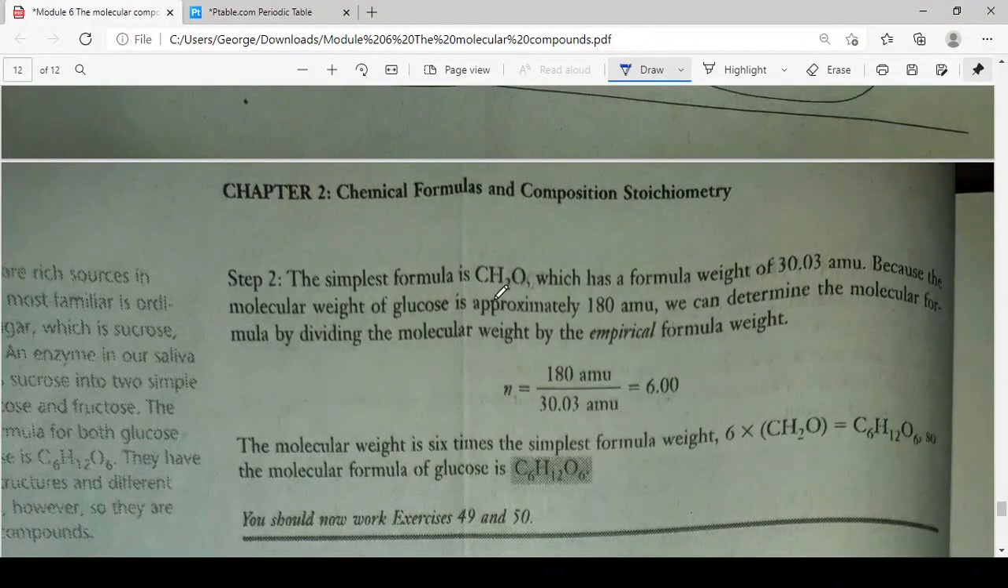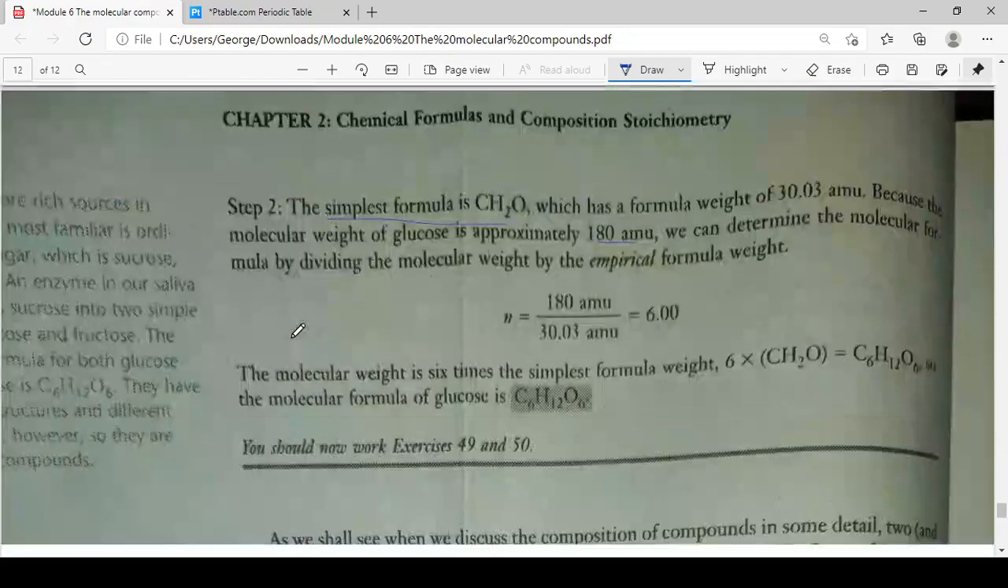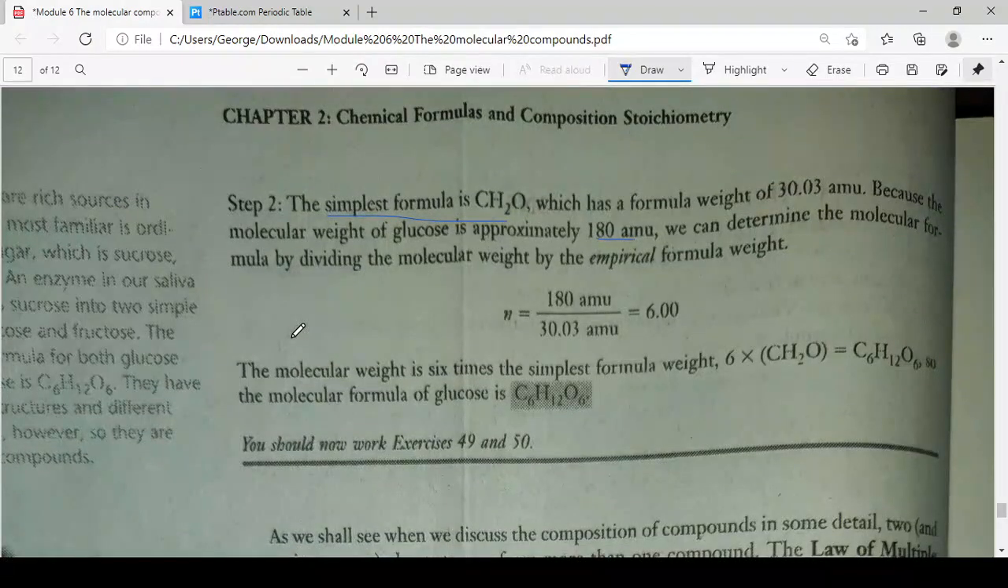Step 2, the simplest formula is CH2O, which has a formula weight of 30.03 atomic mass units because the molecular weight of glucose is approximately 180 AMU. How do I know that glucose is 180 AMU? Because in your problem, the 180 AMU is given. That is why we know that glucose has 180 atomic mass units.